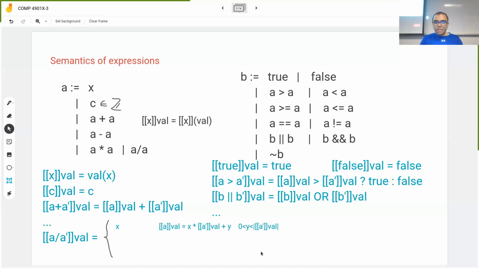Okay, yeah, so here's the thing. What happens if A prime is 0? Do I need to add another condition here and say it's something else? No, because these are partial functions. So if A prime is 0 at that particular valuation val, I will just not satisfy this condition at all, right? So then this definition doesn't apply, and A divided by A prime is not defined.